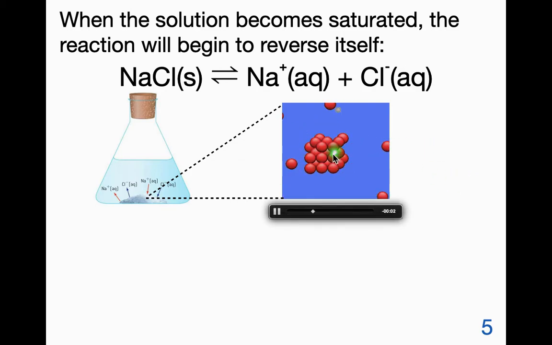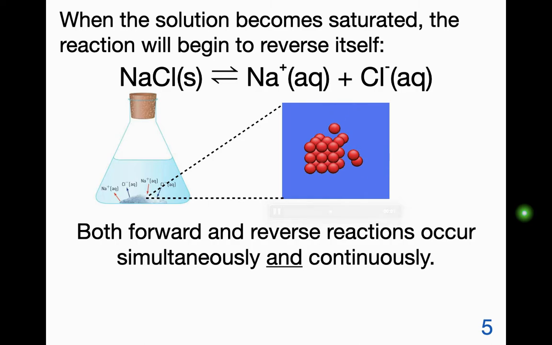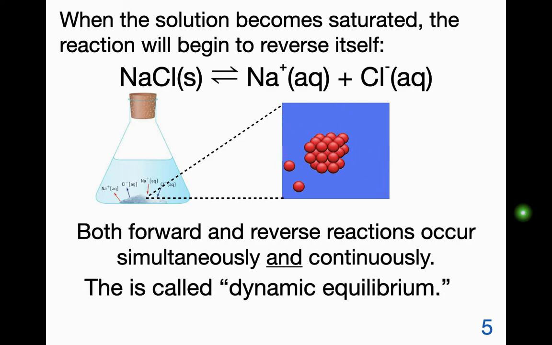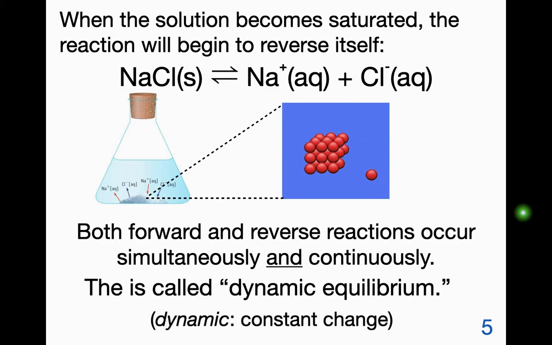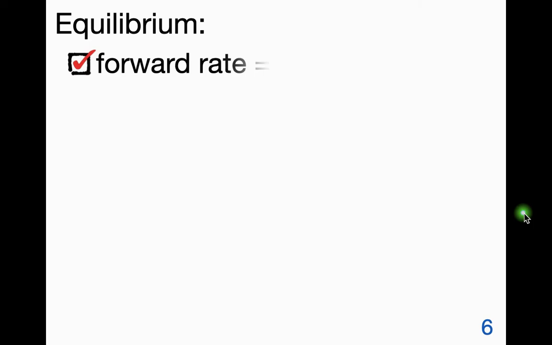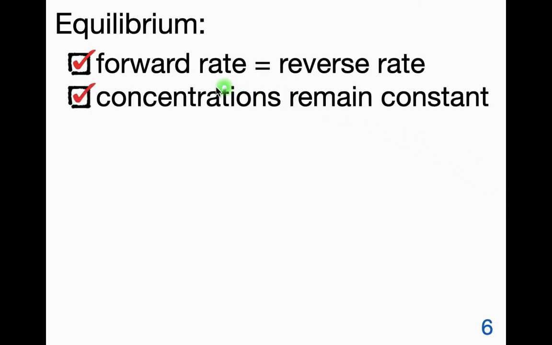We have solid sodium chloride forming at the same rate as it's dissolving. Both forward and reverse reactions occur simultaneously and continuously. This is called dynamic equilibrium. The term dynamic means constant change. Okay, now we've already looked at these two definitions. Forward rate is equal to reverse rate, and concentrations remain constant.